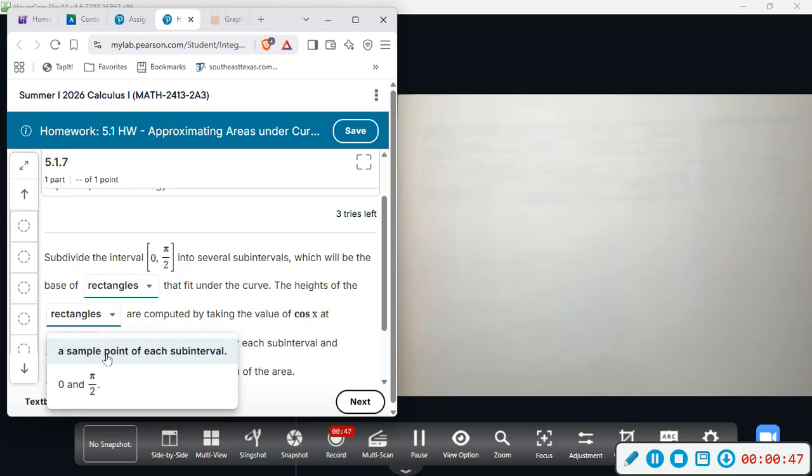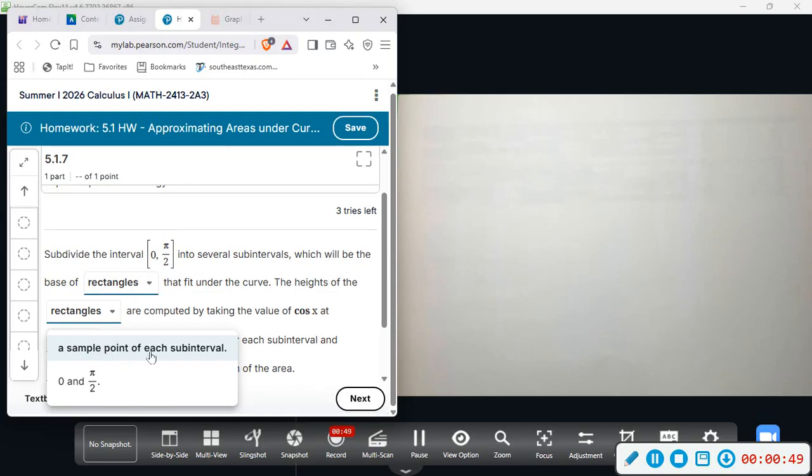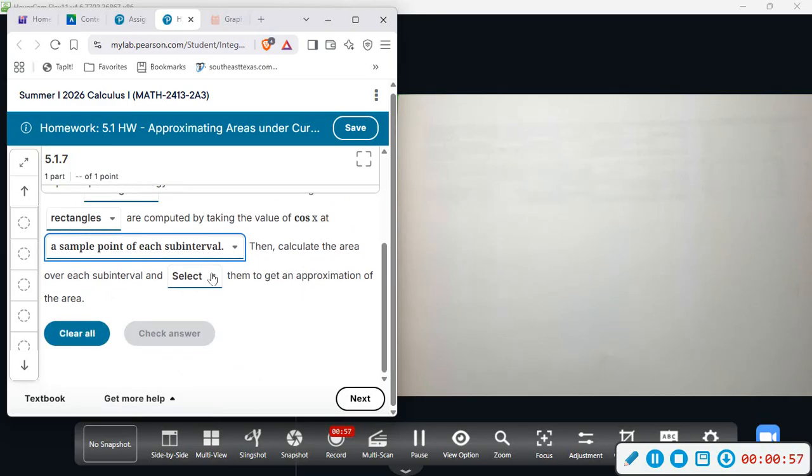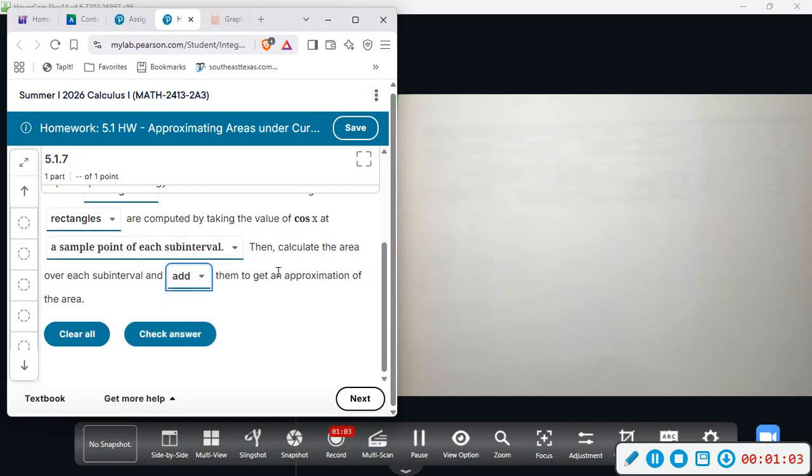and we can say each point of the subinterval, and this is saying 0 and pi over 2. So each point of the subinterval that we divided into, and then calculate the area over each subinterval and add them to get an approximate area. So this is just a definition of finding the area under the curve.